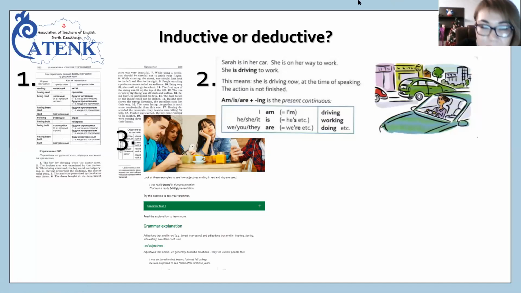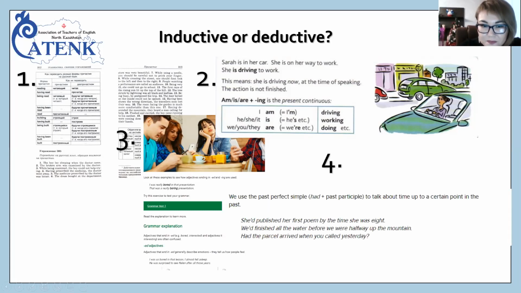I think some people already see. So yes, this is an inductive way, because again, look at this. It says look at these examples to see. So the author here is trying to give some examples. Examples mean context again. So context and then the grammar explanation. So this is an inductive way. And Albina says the picture is given, which supports understanding. It is very important.